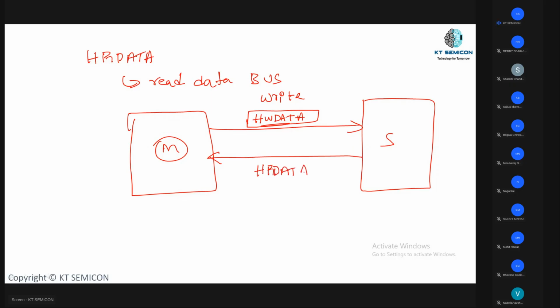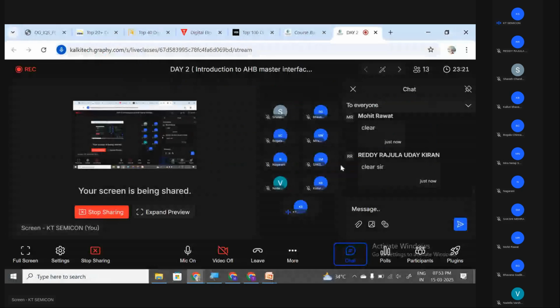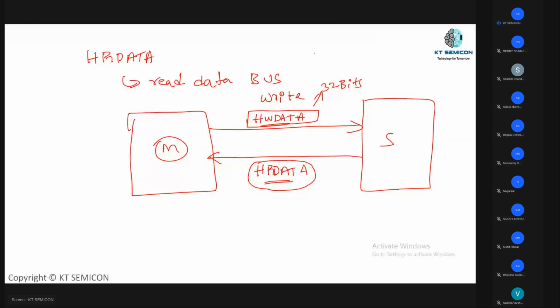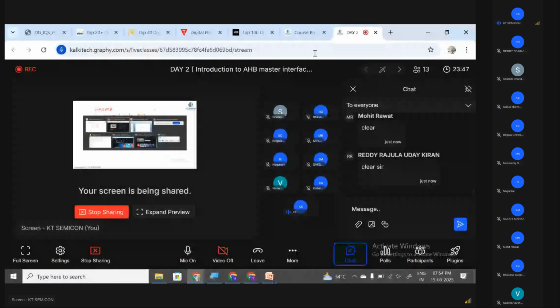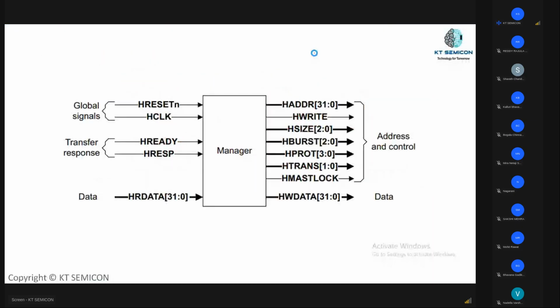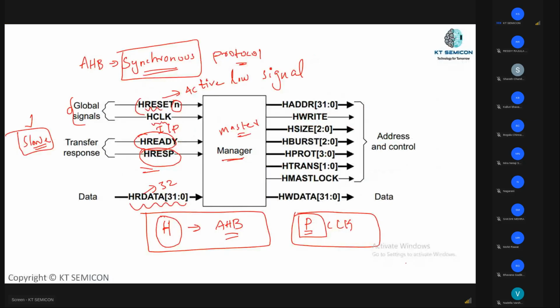For read operation, we are going to use this bus, and for write operation, we are going to use HW data bus. This is also of 32 bits. If you want to perform any write operation, you use the HW data bus, and for read operation you use the HR data bus. In the write operation the data is sent using the HW data bus, and in the read operation the data is received from the HR data bus. Are they clear? Any doubts up to here?